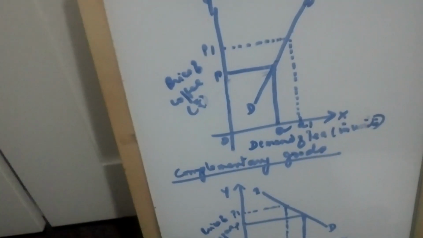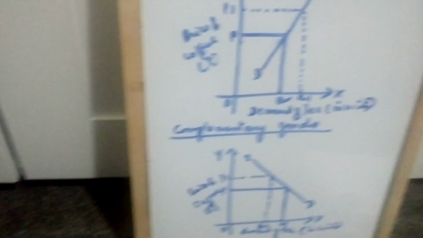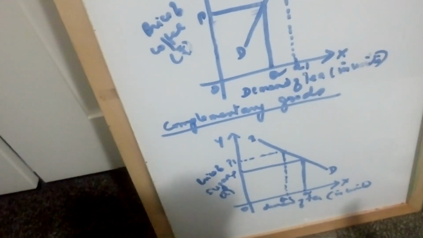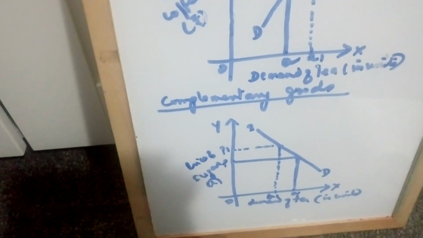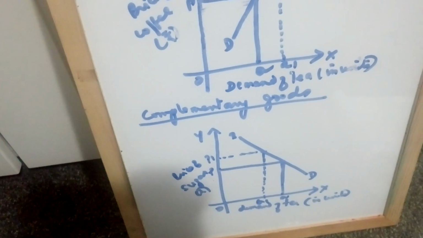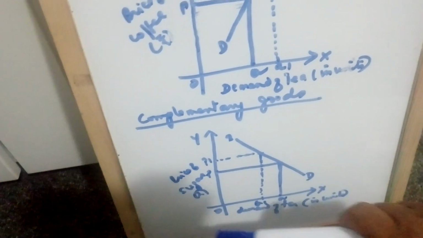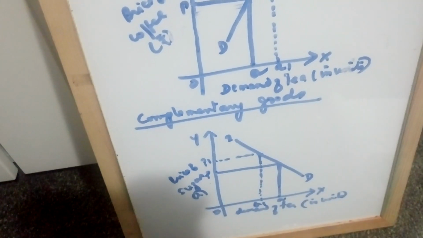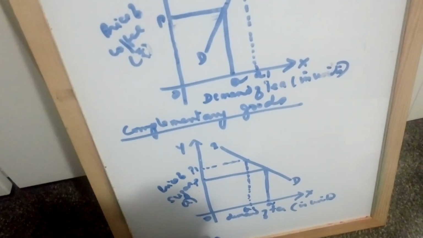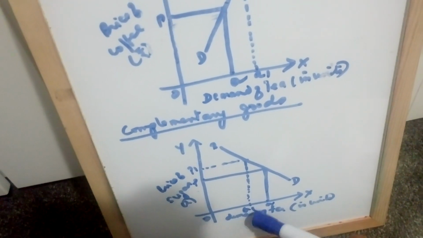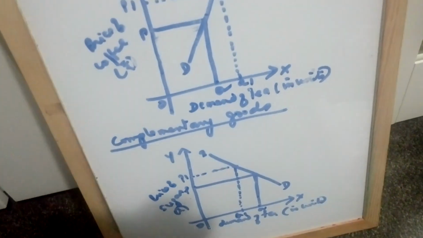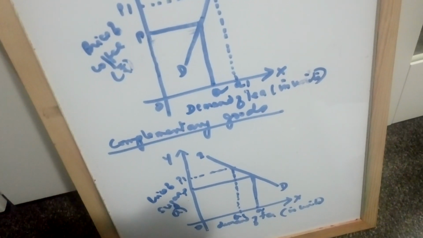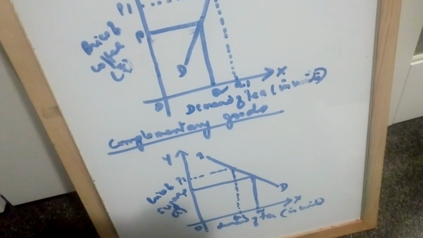The next you find complementary goods. Complementary goods, you find here we have taken the example of tea and sugar. So here in this diagram you find price of sugar changes from OP to OP1. So the demand for tea decreases from OQ to OQ1 because of the increase in price of sugar. So the consumption for tea has gone down.